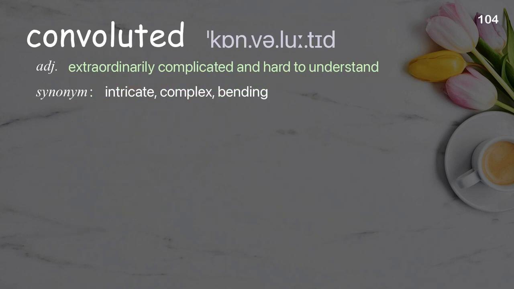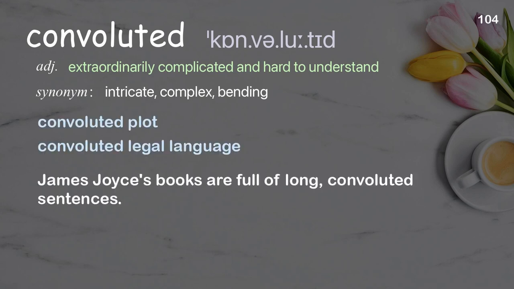Convoluted. Extraordinarily complicated and hard to understand. Examples. Convoluted plot. Convoluted legal language. James Joyce's books are full of long, convoluted sentences.